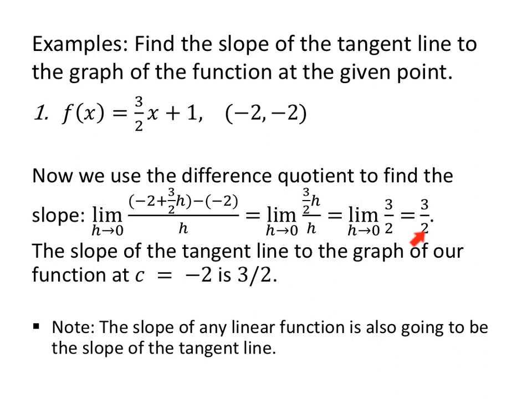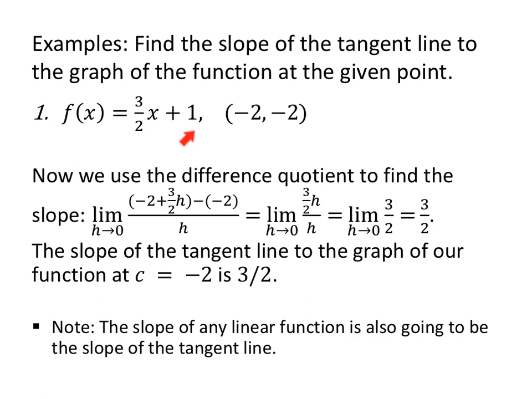3 halves is just hanging out being 3 halves, whether h goes to 0, h goes to 4, or h goes to a different school entirely from what you do. 3 halves is just 3 halves. This tells us the slope of the tangent line to the graph of our function at a c value of -2 is 3 halves.